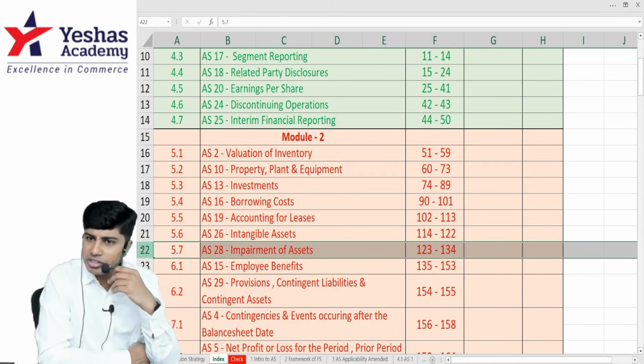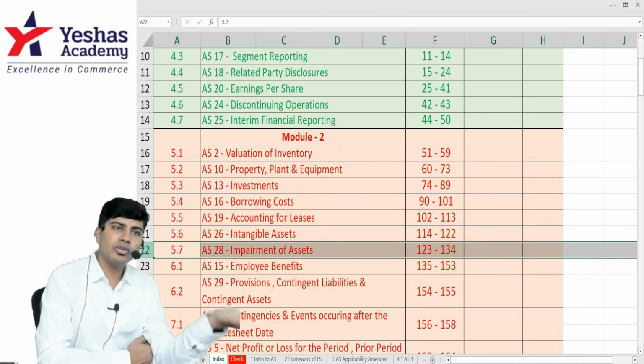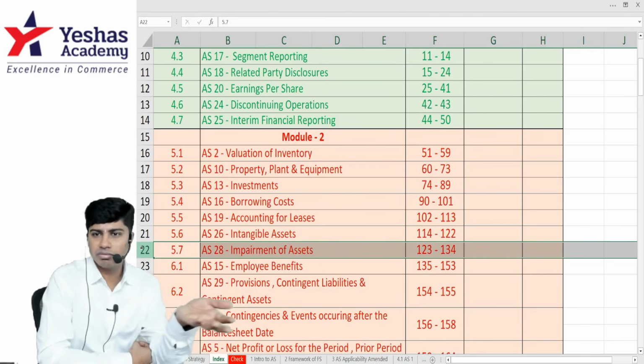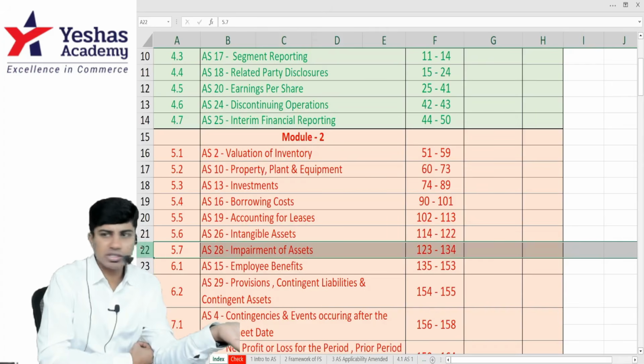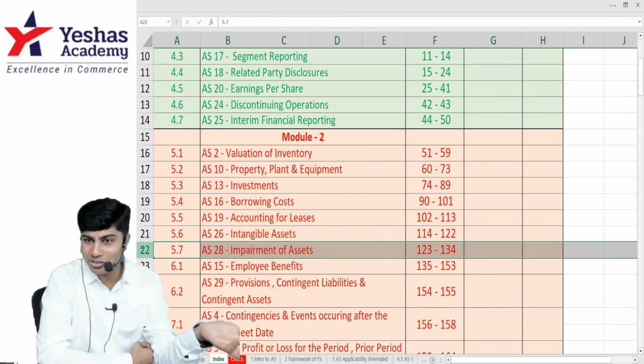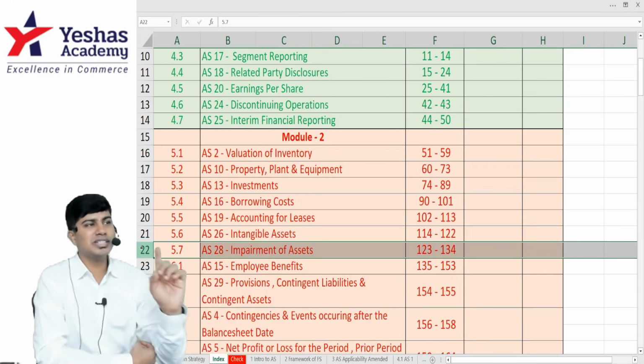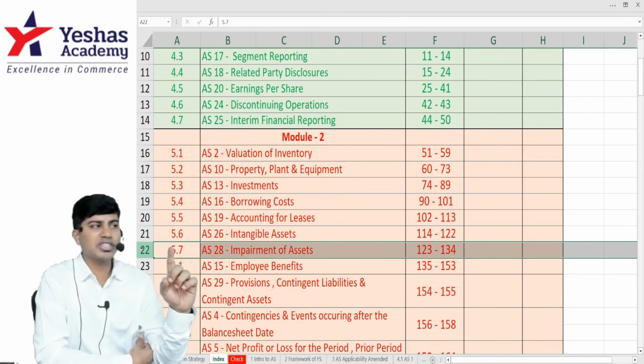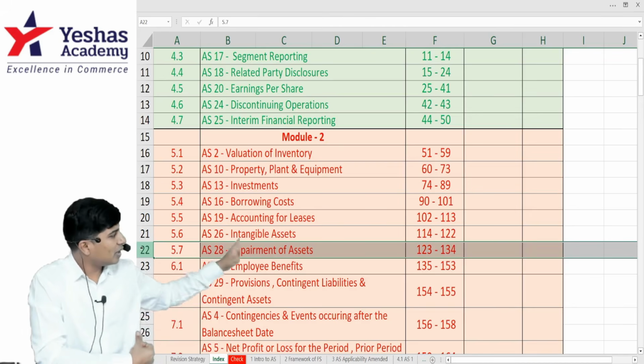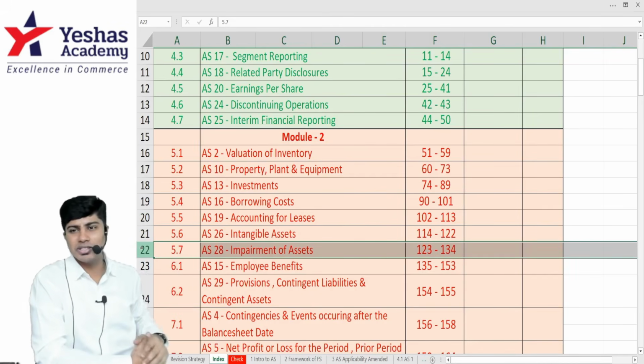You all would have done depreciation in foundation. If you did BCom also, you would have done depreciation in every chapter. When you do final accounts, you would have done depreciation. Am I right? When you did consolidation, you would have done depreciation. When you did amalgamation, you would have done depreciation. So depreciation is something none of us can say that we have not heard. But this is like the elder brother of depreciation.